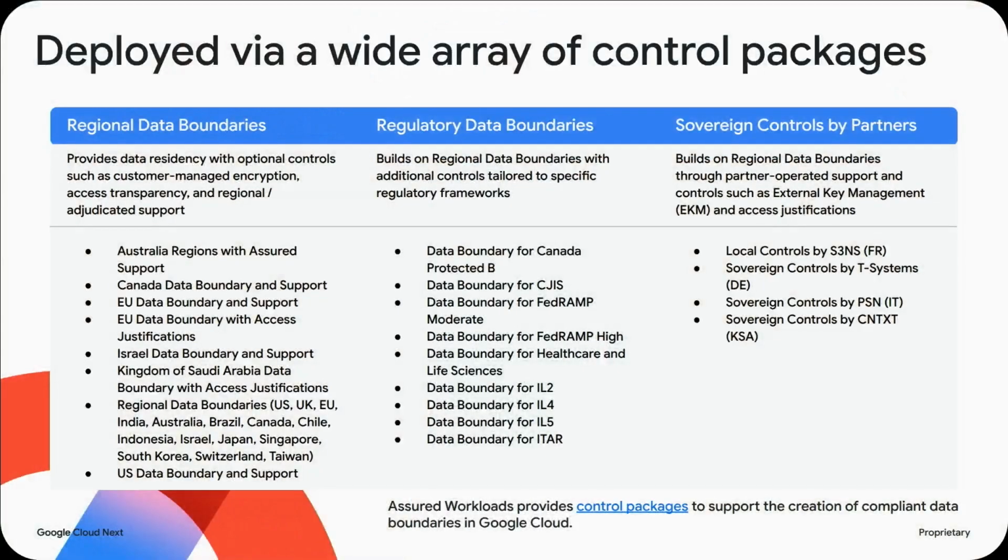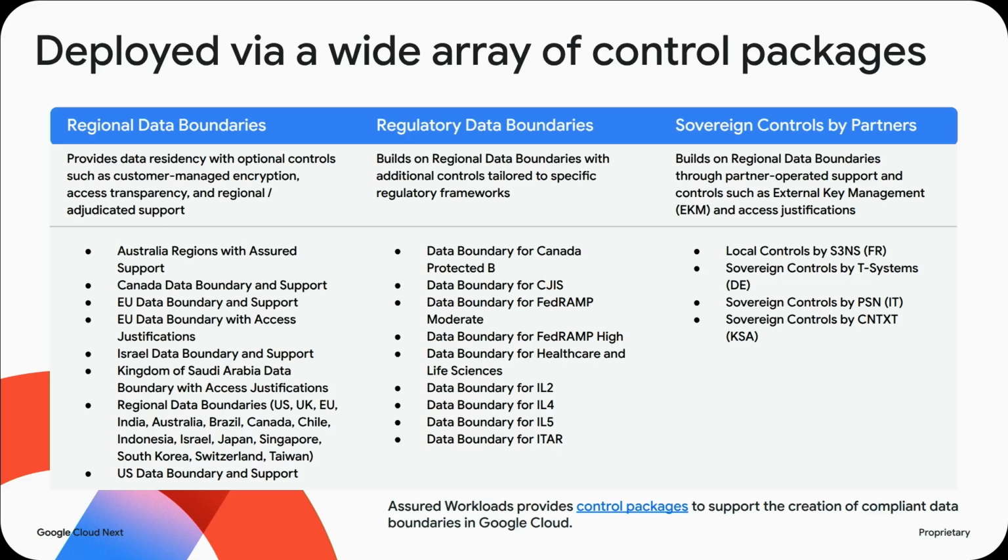Assured Workloads comes out of the box with a range of control packages. These are designed to make it easy to implement different standards in different parts of the world and different industries. The slide gives an overview of some of the major control packages that we offer, but they're all built on 4 different sets of controls.